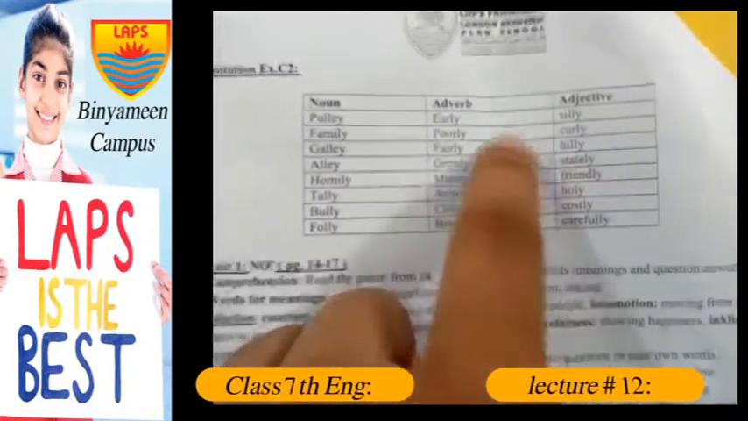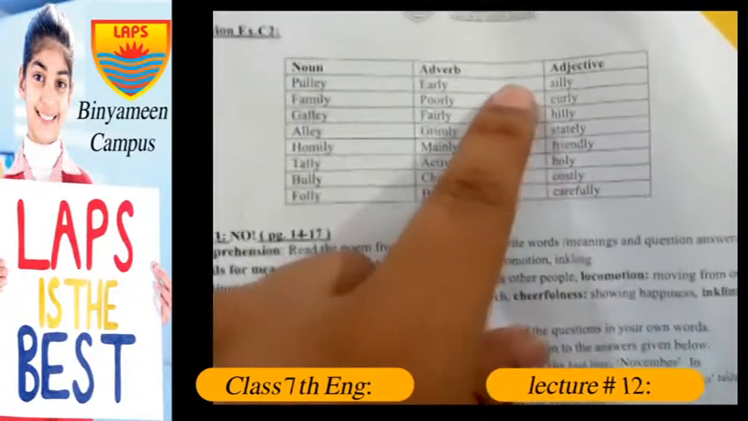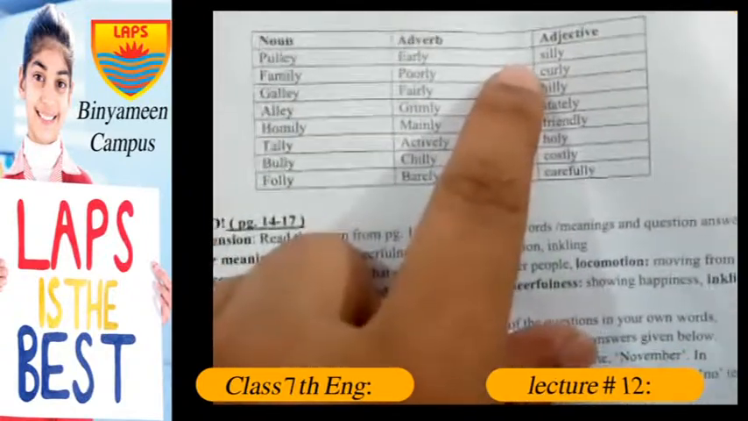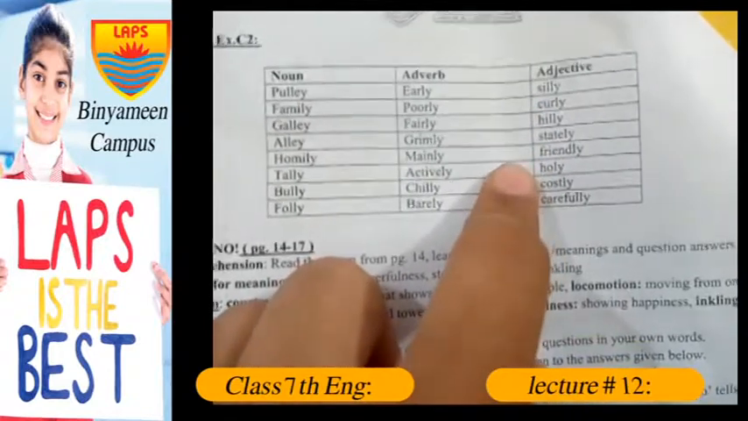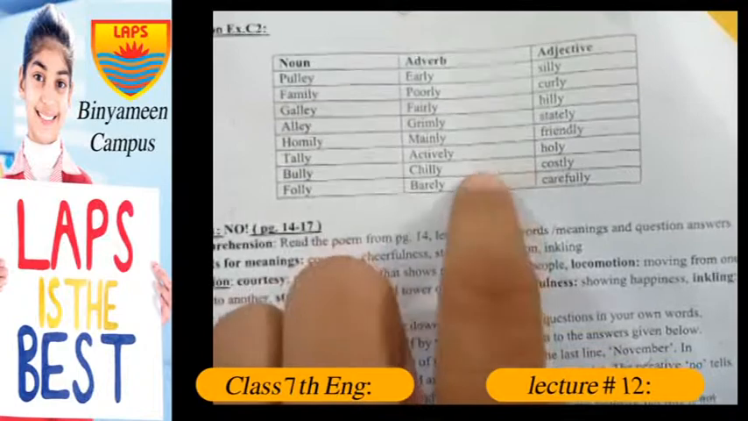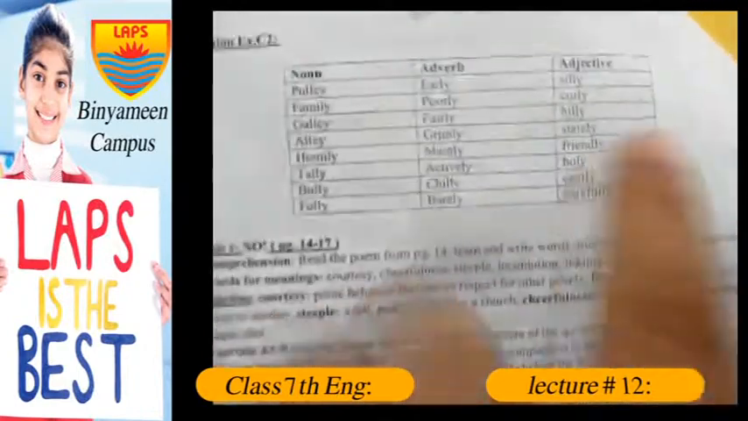For the adjectives here, adjectives are actually the qualities, silly, bad, or good qualities: silly, curly, hilly, stately, and friendly, holy, costly, and carefully. These are all the adjectives.